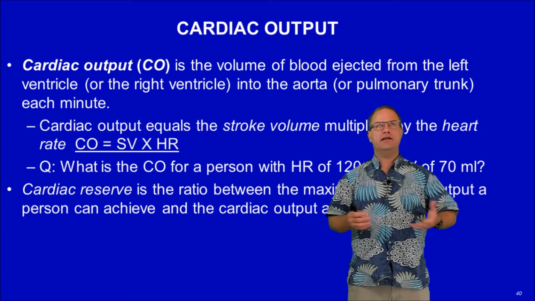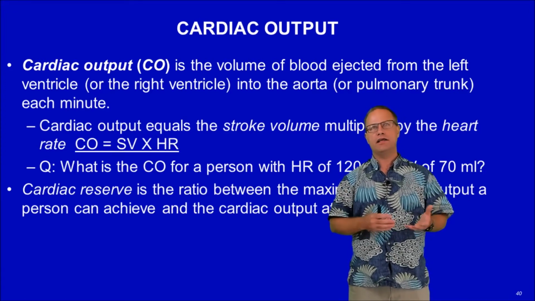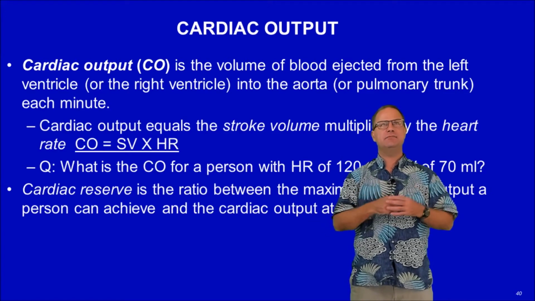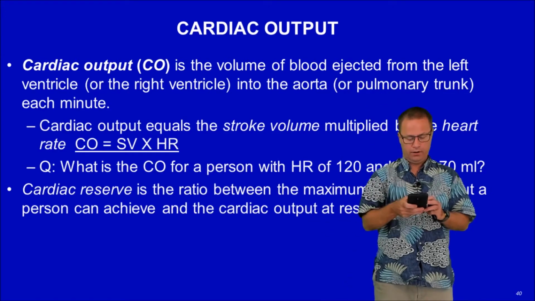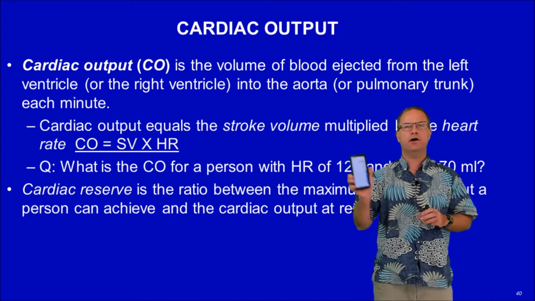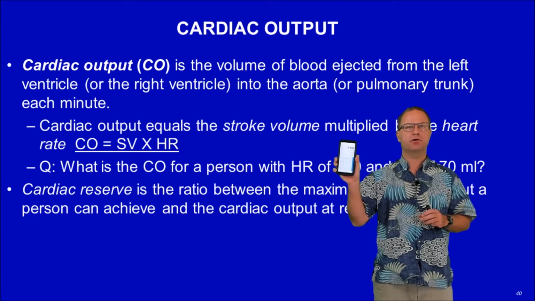Let's say your heart rate is up around 120. So it's 120 beats per minute, and we multiply it again, assuming that same 70. So what does that come out to be? So 120 times, what did we say, 70 for the stroke volume. That comes out to be 8,400 or 8.4 liters per minute.